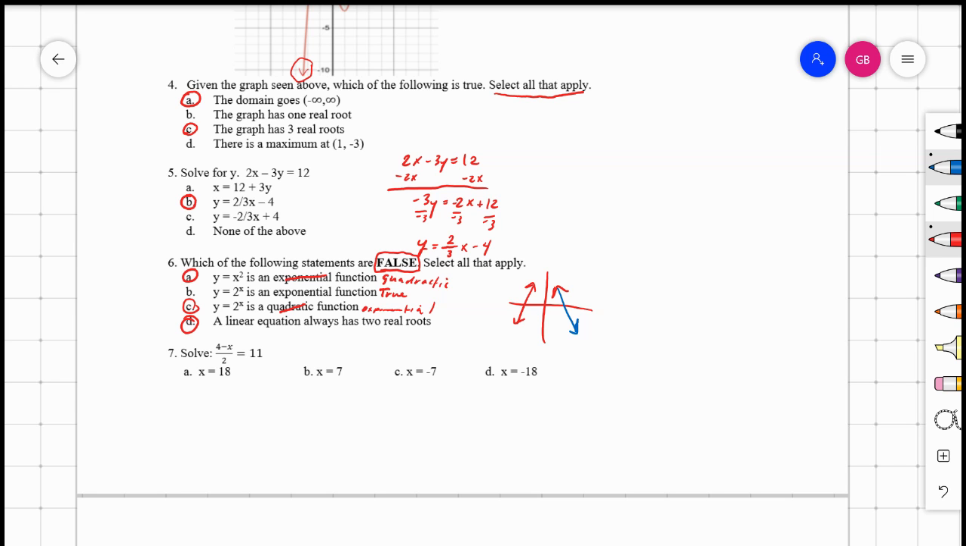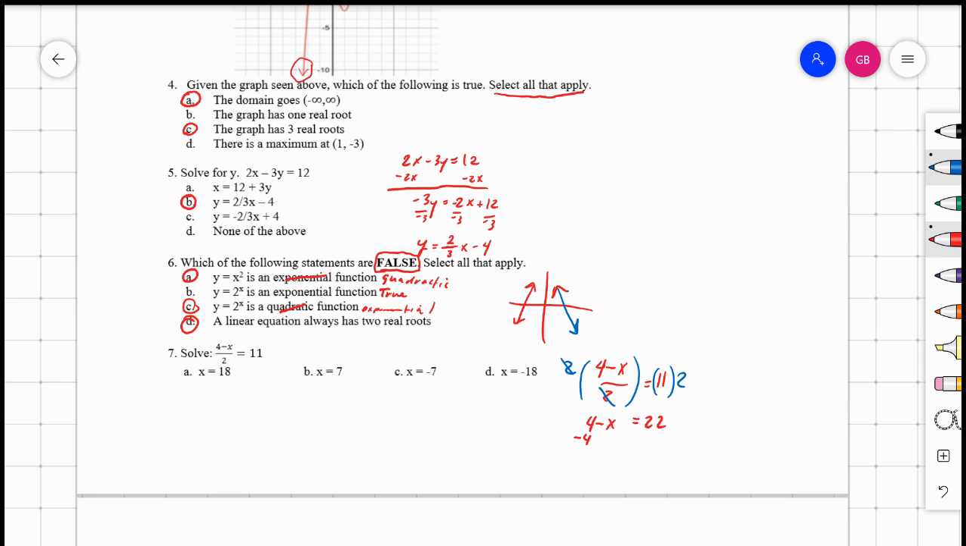All right, 7, (4 minus x) over 2 is equal to 11. We're going to solve for x. So let me do it over here where I have more space. Okay, so to clear the fraction, first thing I'm going to do is multiply both sides by the denominator. That way these 2's over here go away. So you're left with 4 minus x is equal to 22.